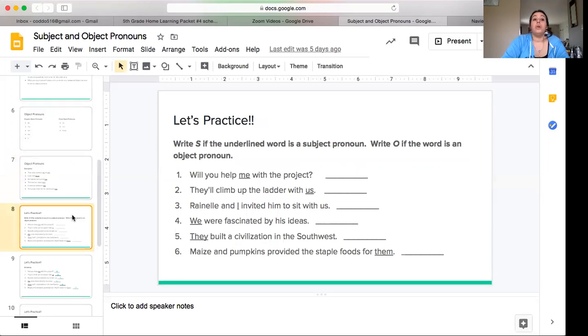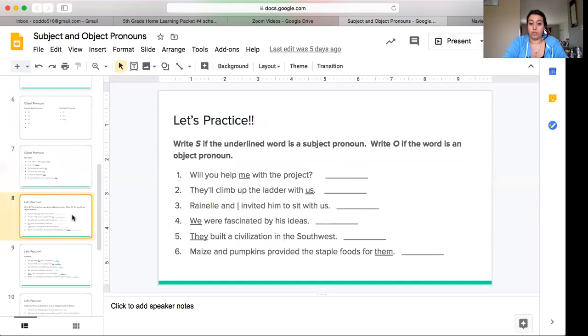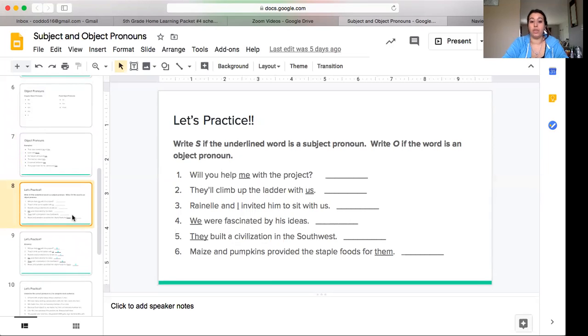So let's practice. We're going to write S if the underlined word is a subject pronoun and write O if the word is an object pronoun. Number 1, will you help me with the project? Number 2, they'll climb up the ladder with us. Number 3, Renelle and I invited him to sit with us. Number 4, we were fascinated by his ideas. Number 5, they built a civilization in the Southwest. And number 6, maize and pumpkins provided the staple foods for them.